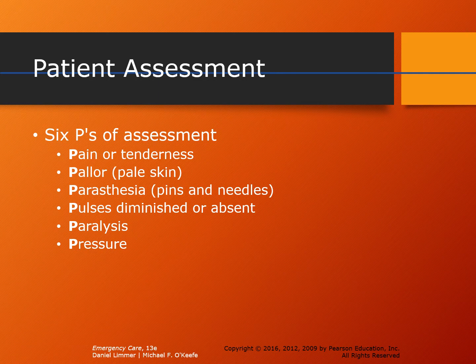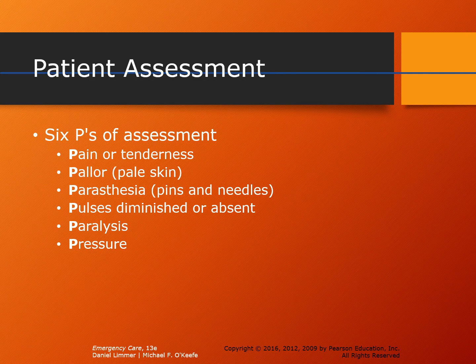Now, if you think about the 6 P's of assessment, think of the last time that you sustained some type of musculoskeletal injury. Bony injury, what am I talking about? The last time that you had some type of musculoskeletal injury, you probably had all of the 6 P's. You had pain. There may have been some pale skin, maybe because you were scared or maybe because of a rapid movement of blood away from the rest of your body to that affected part.